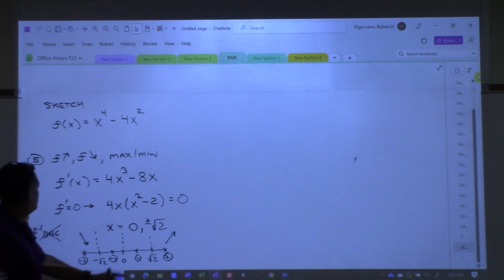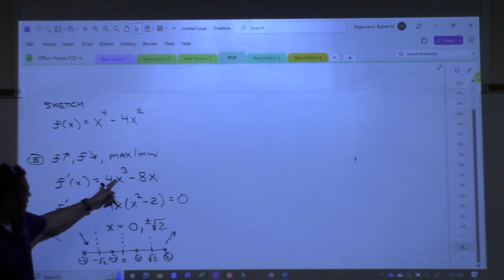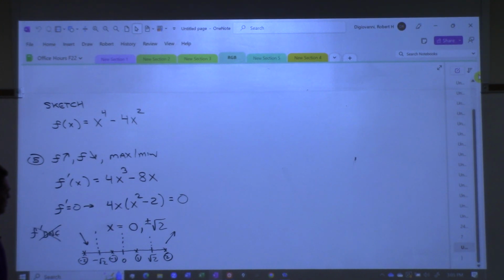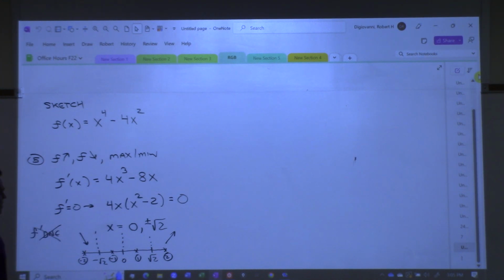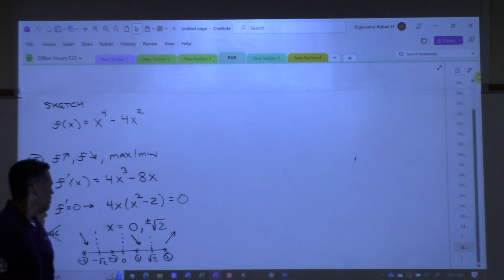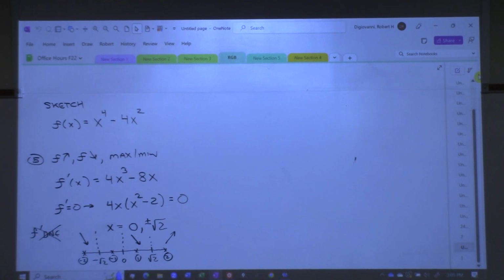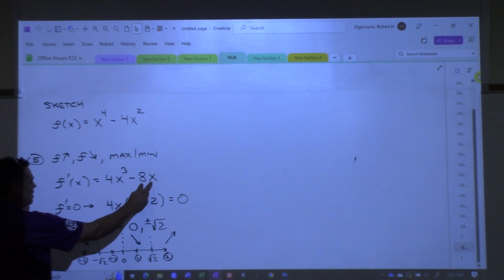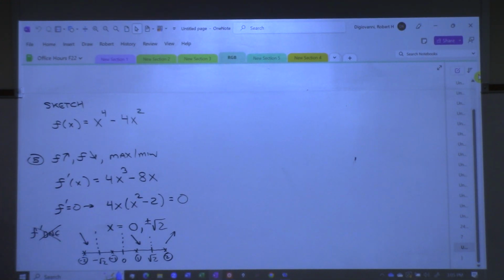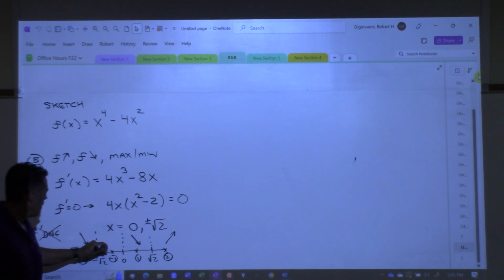Let me just plug 1 into this derivative. If I plug in 1, what do I get? 4 take away 8. It's negative, right? So it's down. What happens when you plug in -1? Is it down? -1 times 4 is -4, but then the double negative would be +8. So it should be up.